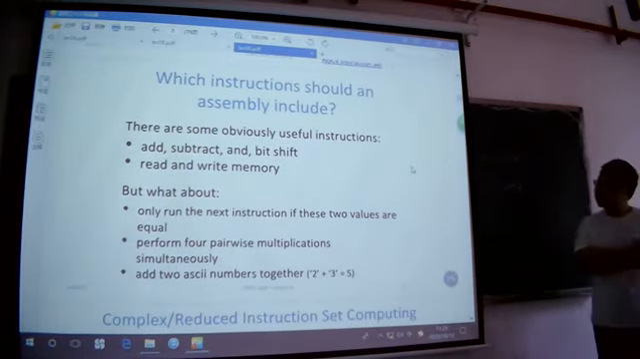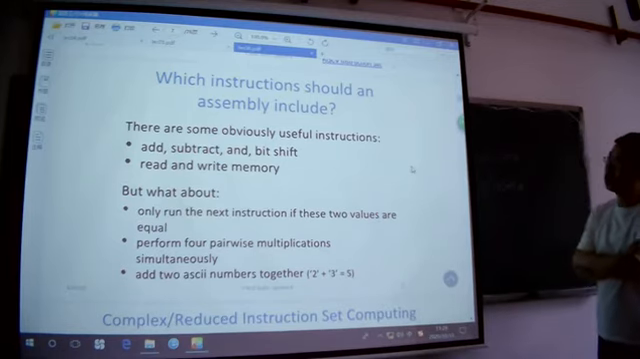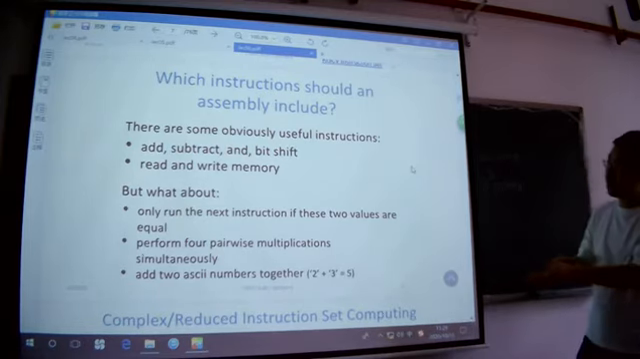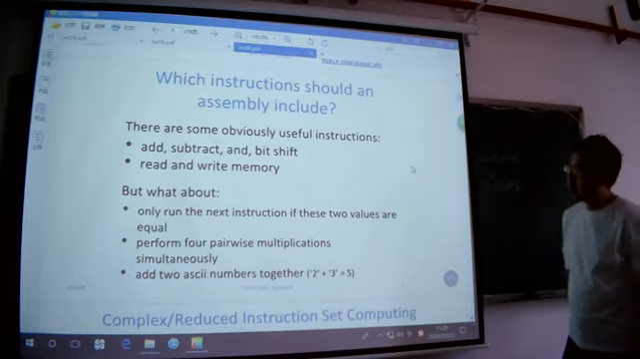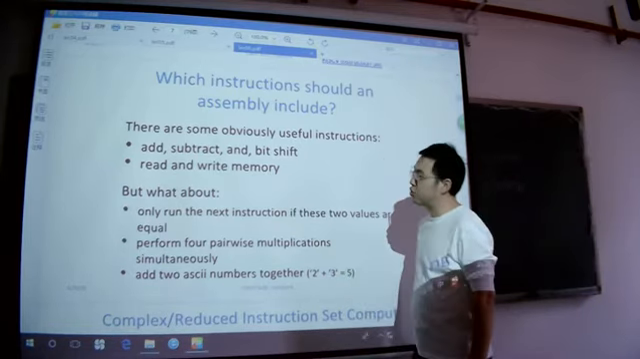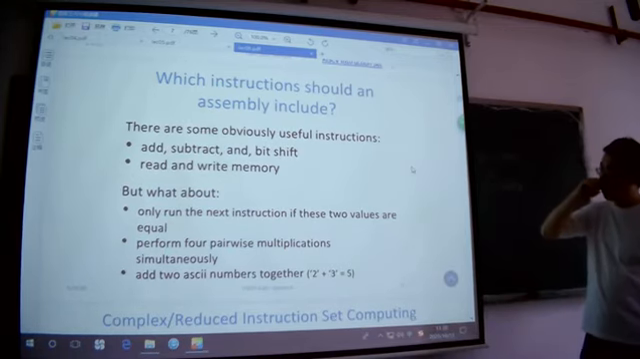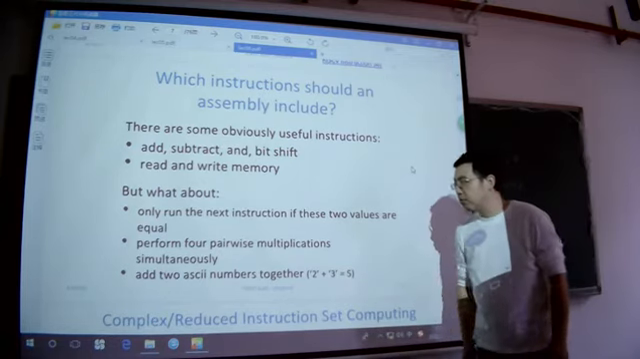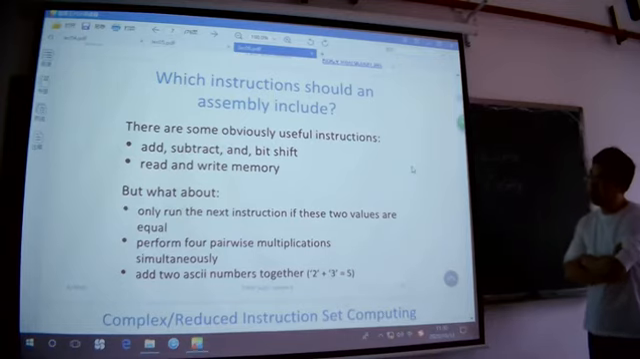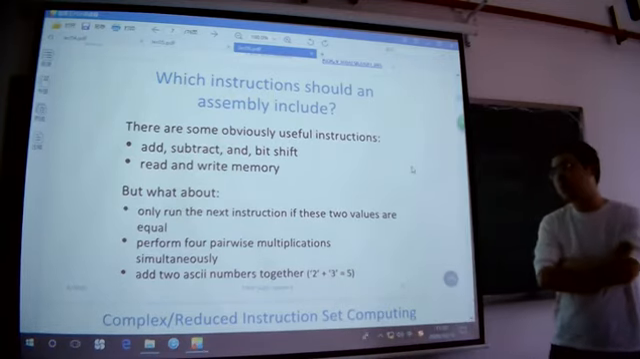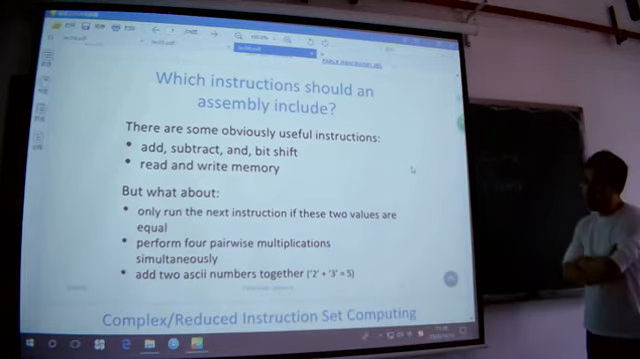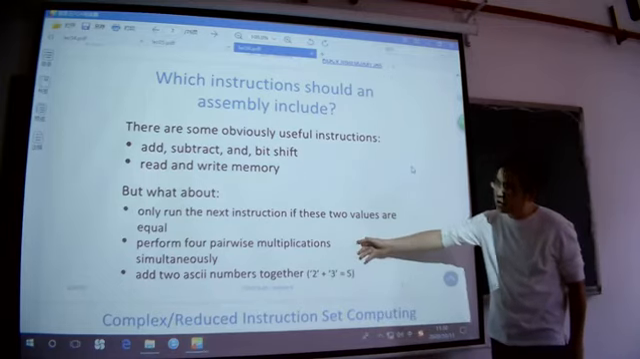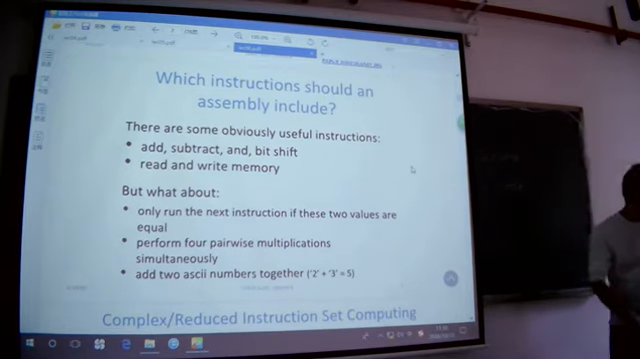Which instructions should an assembly language include? We can find there are some obviously useful instructions. We can find add, subtract, and bit shift. Reading and writing memory is a very useful operation. But what about only skipping the next instruction if these two values are equal? Or performing four pairwise multiplications simultaneously? Or adding two ASCII numbers together? We find in these examples these three points are different, or difficult.